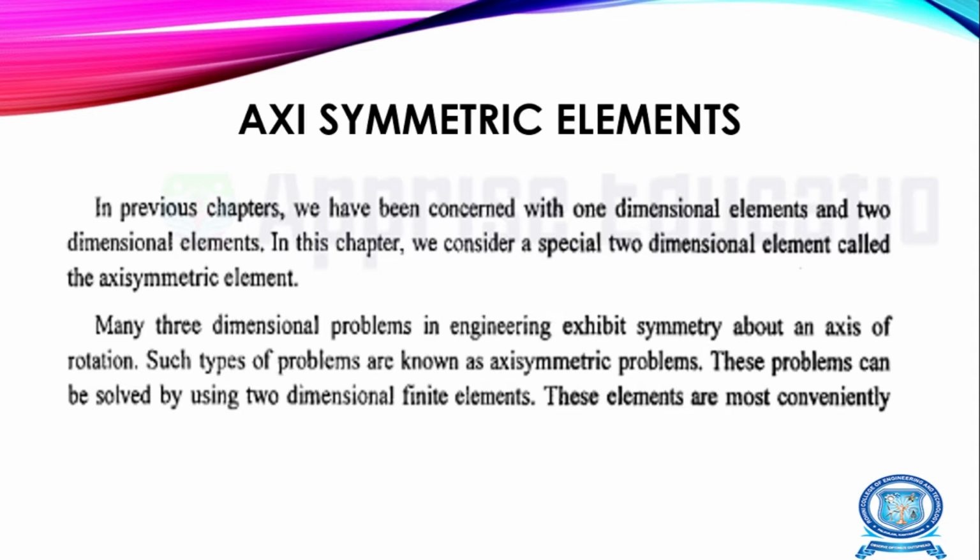Already we studied the one-dimensional elements and two-dimensional elements. In this topic, we are going to study a special two-dimensional element which is called the axisymmetric element. Many three-dimensional problems in engineering exhibit symmetry about an axis of rotation. Such types of problems are called axisymmetric problems.